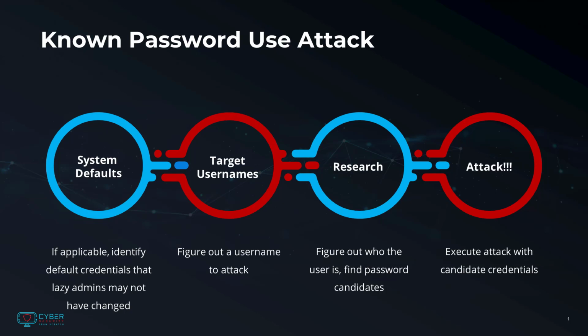Moving a step beyond this, the attacker will attempt to identify what usernames might be. Often they'll be looking for a specific user, but sometimes it doesn't really matter who the user is as long as they have a user that they can attack. Once a username is identified, the attacker can do some background research, figure out who the user is, and find some password candidates. And then finally, of course, is the attack sequence where the candidate credentials can be tested and access gained.